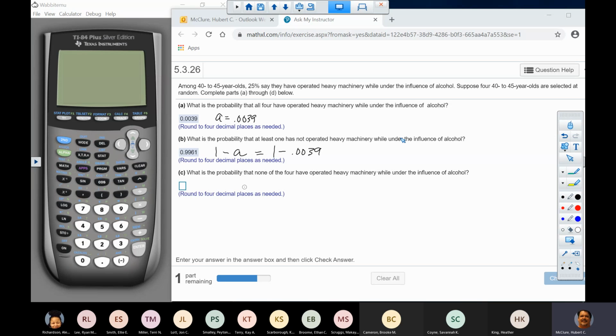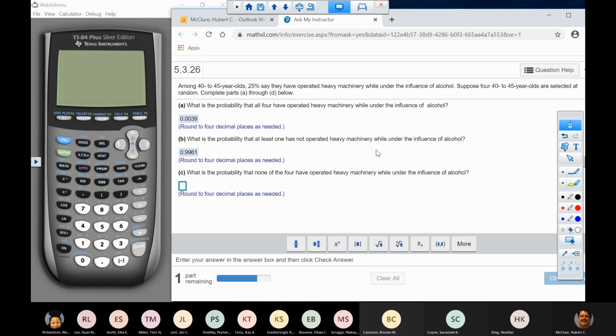What is the probability that none of the four have? Well, that would be 0.75 raised to the fourth power. So somebody do that for me. What's 0.75 raised to the fourth power? 0.3164?